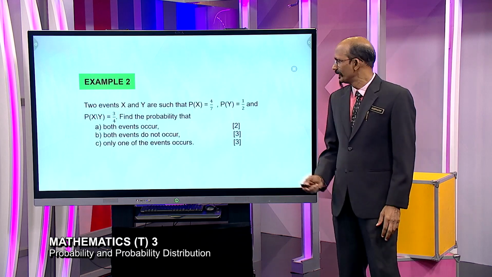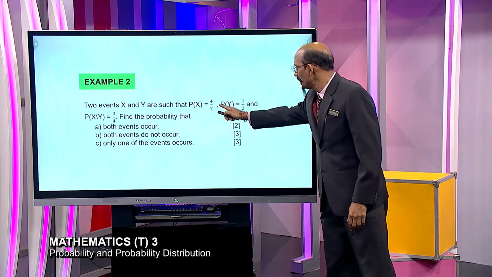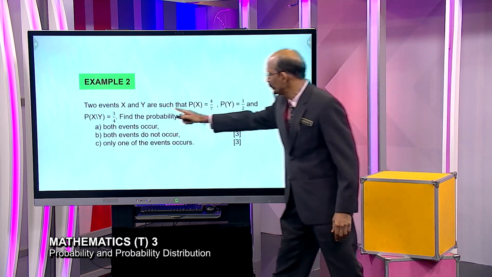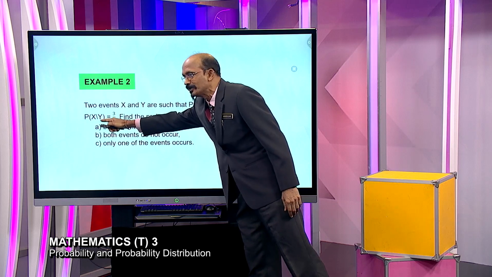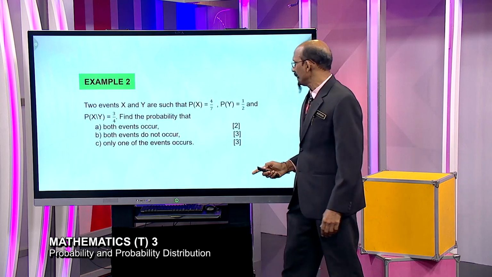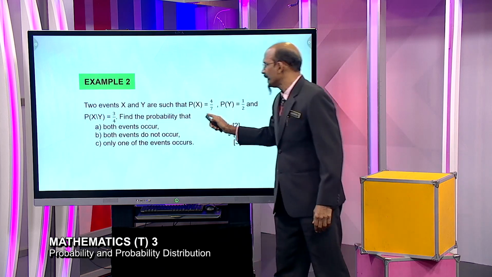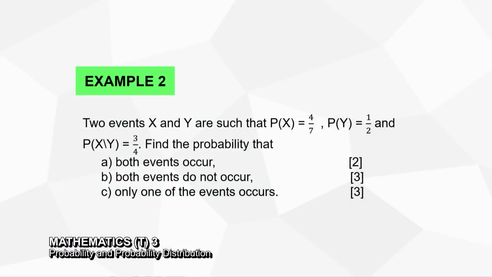Two events, X and Y, such that the probabilities are given. So once you see this, of course, you know these are conditional events. Then the question is, find the probability that. The key point here is both. So once students see the word both, they should be able to use intersect.